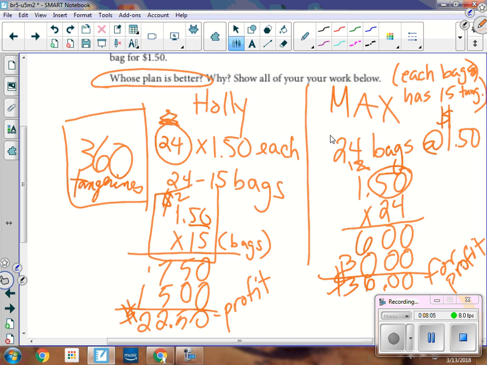And so I think this is enough evidence. Max is going to sell 24 bags at $1.50 each. He's going to make $36. Holly's going to end up with 15 bags because she's putting 24 in a bag, and she makes $22.50.